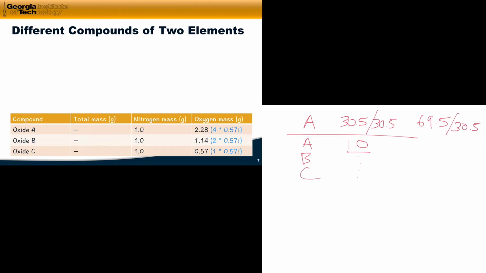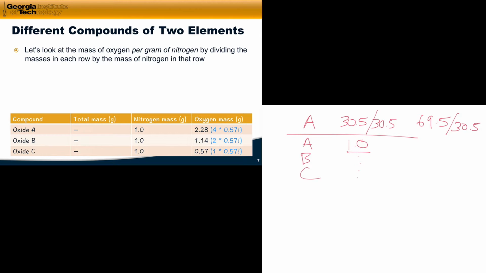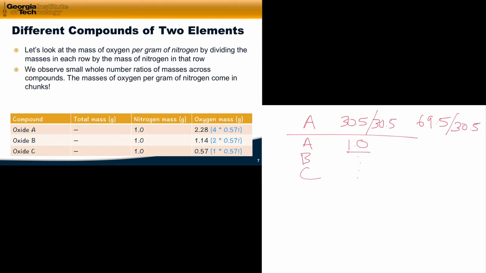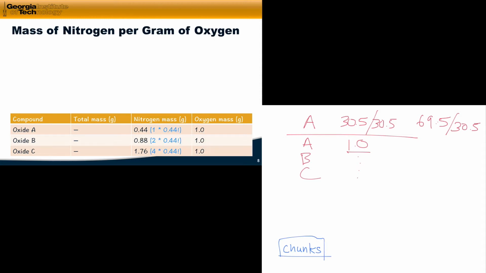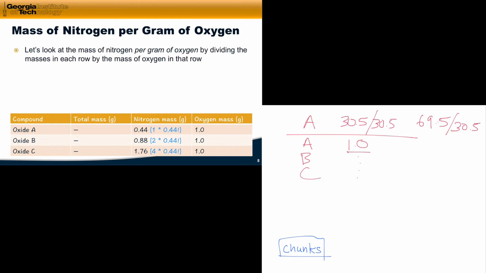In fact, we do notice a pattern. We see that oxide C contains 0.57 grams of oxygen per gram of nitrogen. Oxide B contains twice that mass of oxygen per gram of nitrogen, 1.14. And oxide A contains 4 times that mass of oxygen per gram of nitrogen, or 2.28. Interesting. The masses of oxygen per gram of nitrogen appear to come in chunks. This means that there's a unit of mass of oxygen that combines with nitrogen. And if we did the same dance with nitrogen, in fact, we would see the same thing.